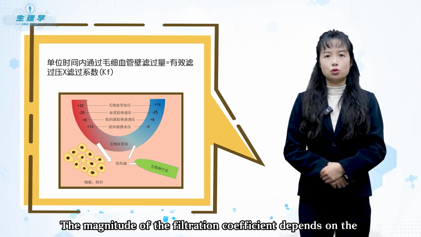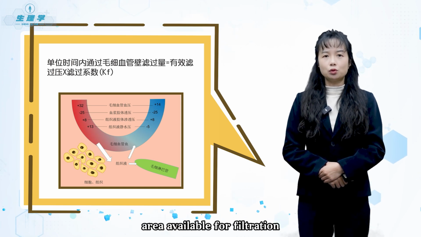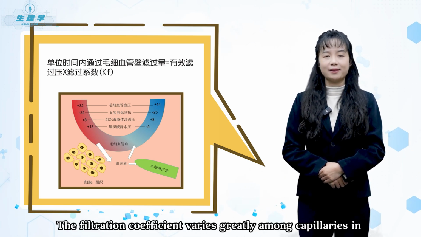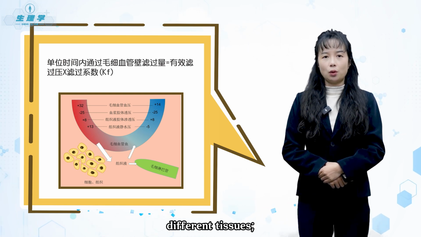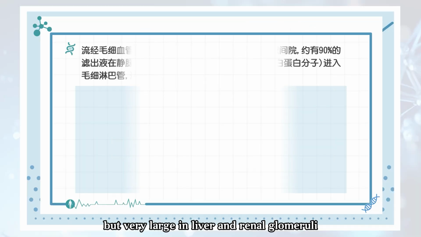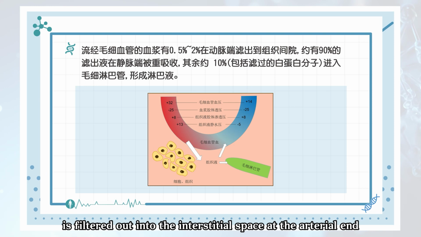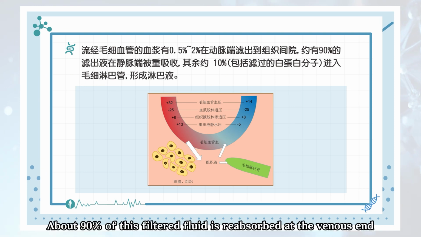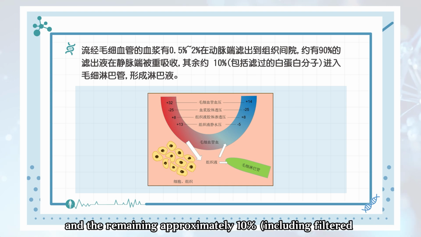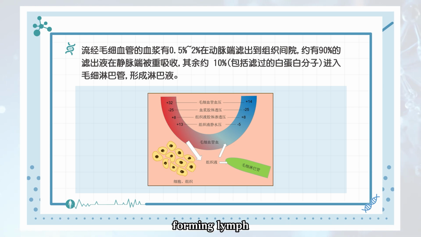The magnitude of the filtration coefficient depends on the permeability of the capillary wall to fluid and the surface area available for filtration. The filtration coefficient varies greatly among capillaries in different tissues. It is very small in brain and muscle, but very large in liver and renal glomeruli. Overall, about 0.5% to 2% of the plasma flowing through capillaries is filtered out into the interstitial space at the arterial end. About 90% of this filtered fluid is reabsorbed at the venous end, and the remaining approximately 10%, including filtered albumin molecules, enters the lymphatic capillaries, forming lymph.